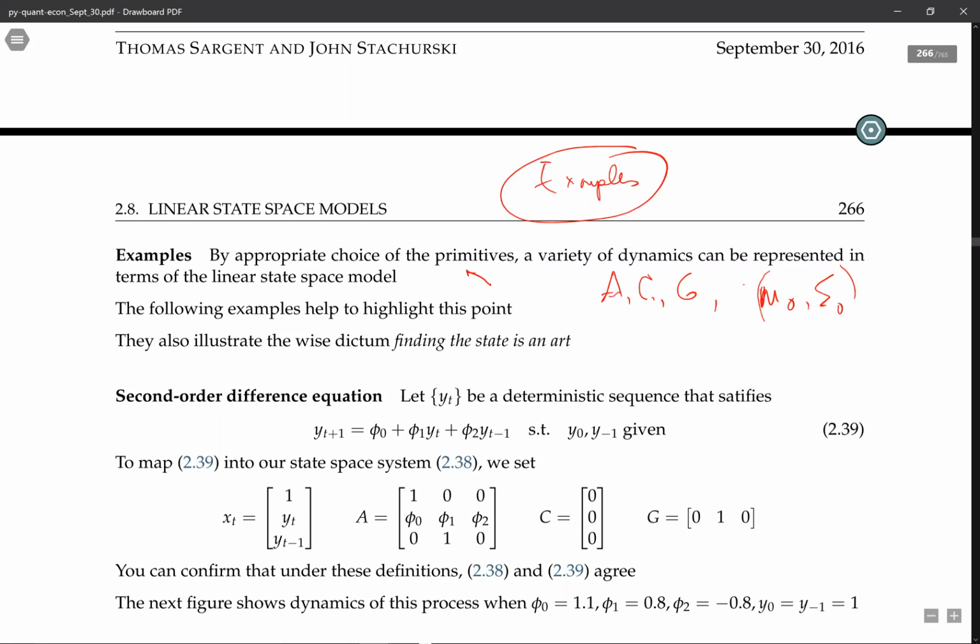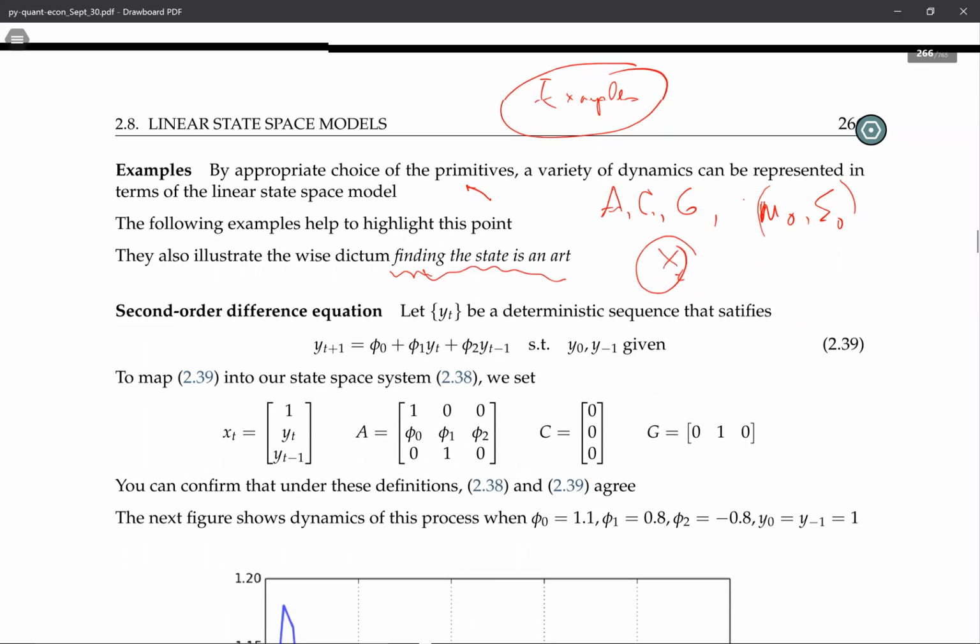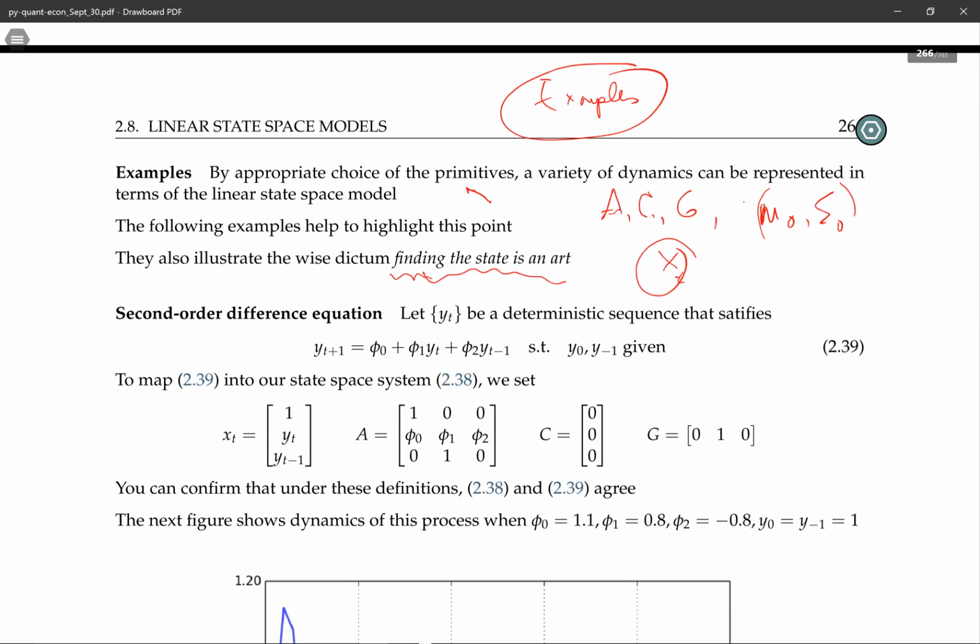And the whole thing is, finding the state is an art. The examples are going to illustrate this. And what does that mean? Finding the state, finding a definition of XT. So let's do a few examples, and then once we do a few, you'll get the feel for this. Okay, so here's our first example. It's a classic.